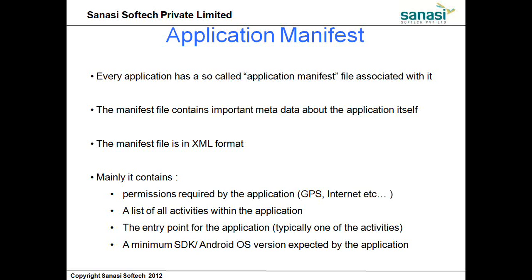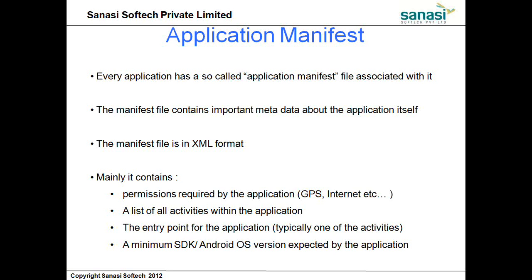And finally, you can have some kind of constraint based on the Android version expected by your particular application. For example, let's say you built an application that is pretty recent and it cannot run on Android version 1.5 and below. Maybe you can specify what is called a minimum SDK version. You can specify that also inside the application manifest. All right, so this is the description for the application manifest.